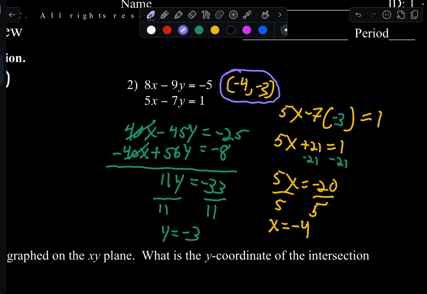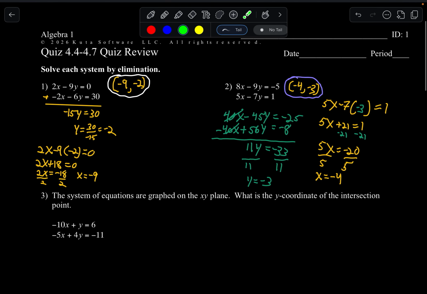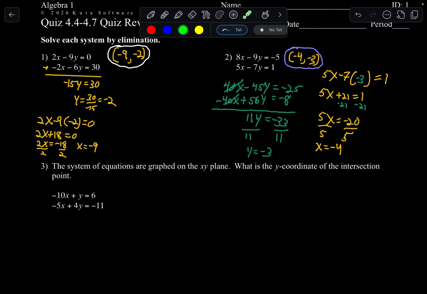So on this, to check it, just checking this, 8 times negative 4 is negative 32. Negative 9 times negative 3 is a positive 27. Does negative 32 plus 27 equal negative 5? It does. All right, then we go 5 times negative 4 is negative 20. Negative 7 times negative 3 is positive 21. Negative 20 plus 21 is 1. It works in the bottom. I checked it without writing it. You don't have to write the check, but I highly recommend checking it.